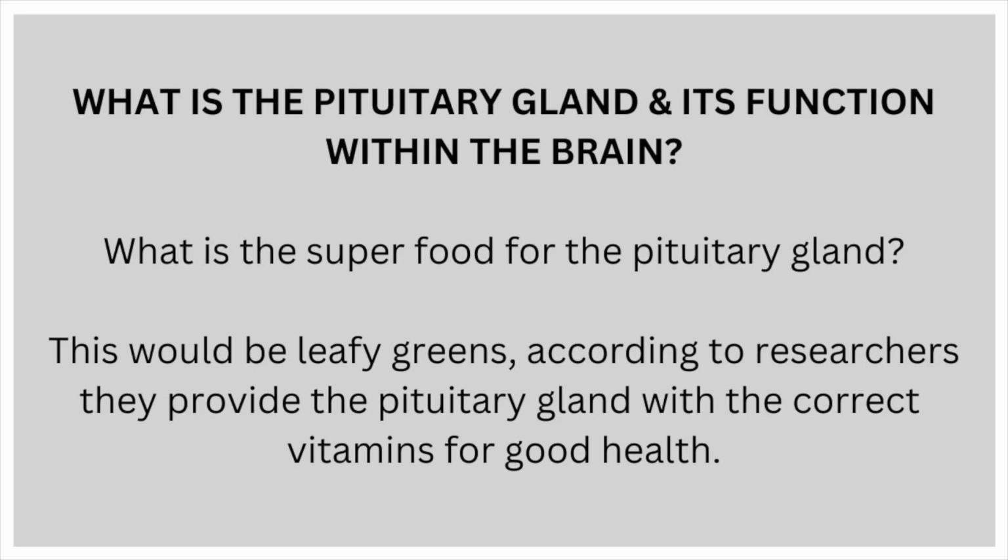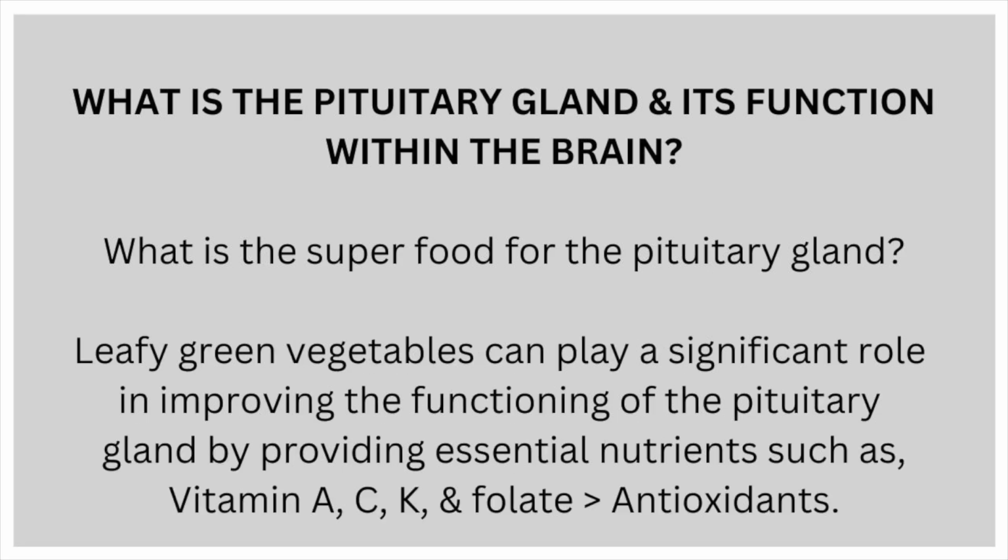What is the superfood for the pituitary gland? This would be leafy greens. According to researchers, they provide the pituitary gland with the correct vitamins for good health. Leafy green vegetables can play a significant role in improving the functioning of the pituitary gland by providing essential nutrients such as vitamin A, C, K and folate, which are all antioxidants.